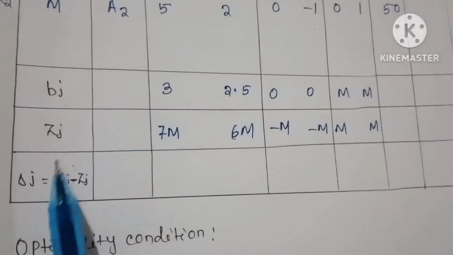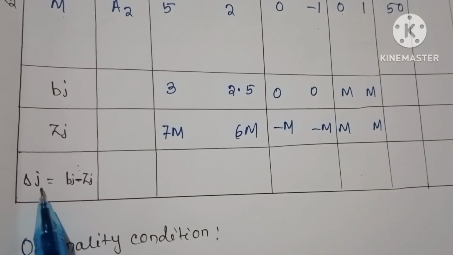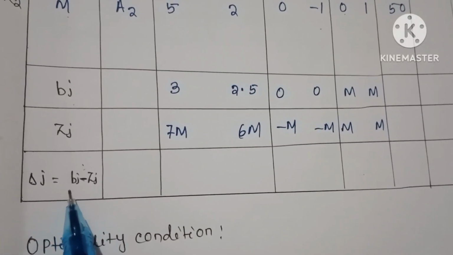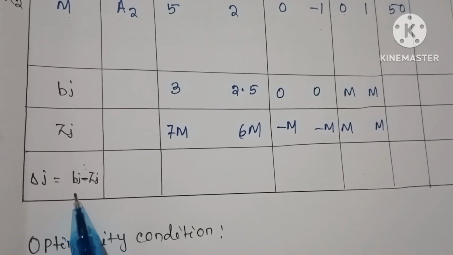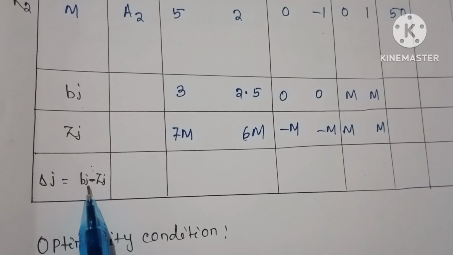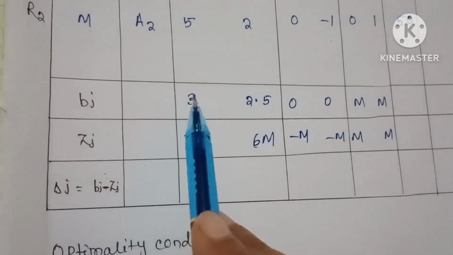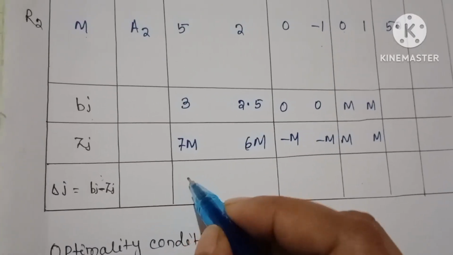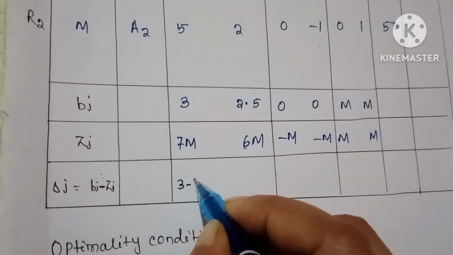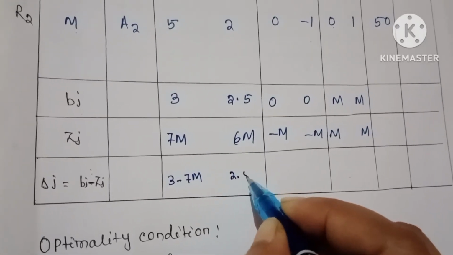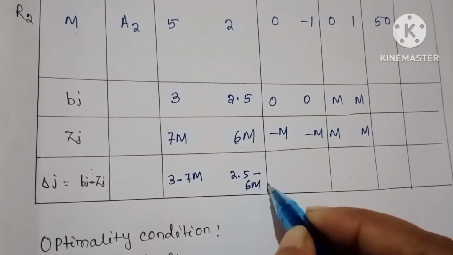Next, we'll calculate the values of delta z, which is the net evaluation row, or you can say it is the indicator row. Here we'll calculate by applying the formula Cj minus Zj. Here it will become 3 minus 7M, and here it will become 2.5 minus 6M.